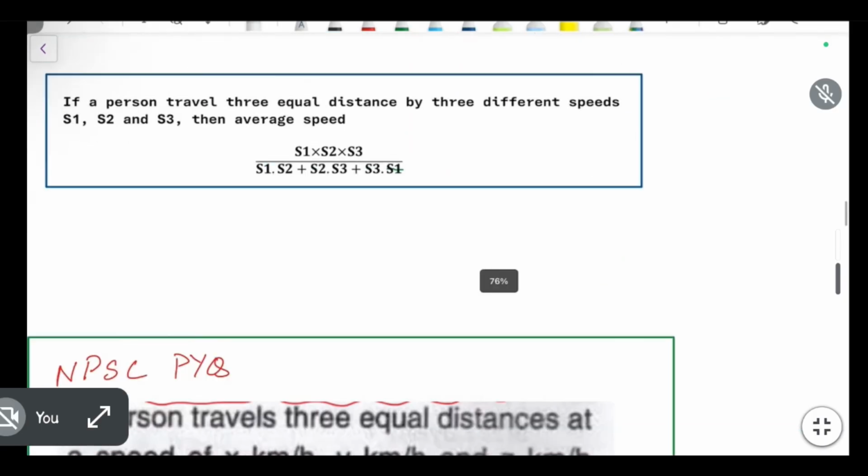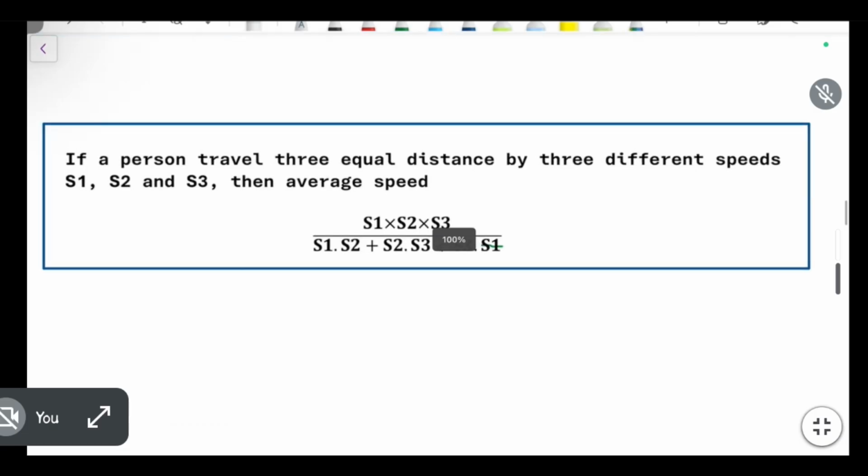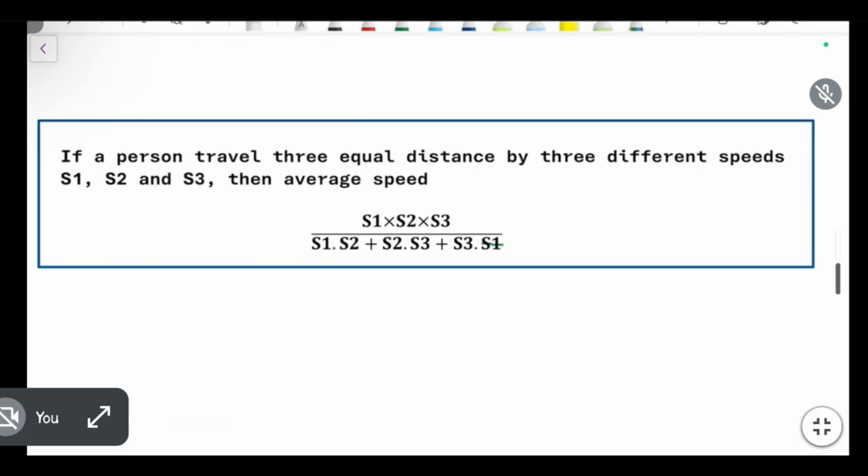Now I won't discuss any question based on this formula, but it's also a similar kind of formula. If a person travels 3 equal distances, this is about average speed. We use this formula when distance is not given, but just the speeds are given. Remember, this formula is applicable when distance is not given and only certain speeds, speed 1, speed 2, speed 3, are given.